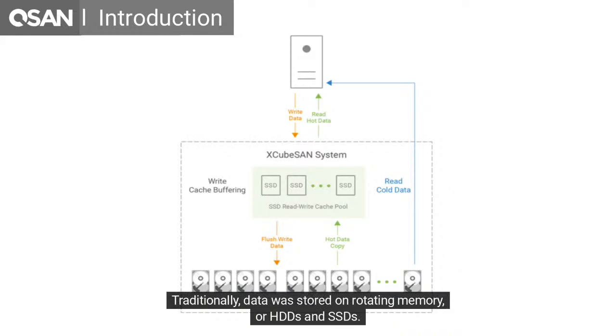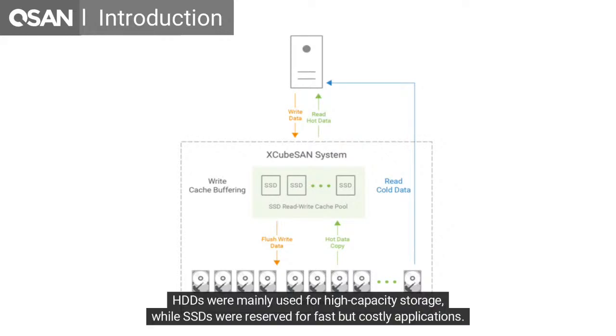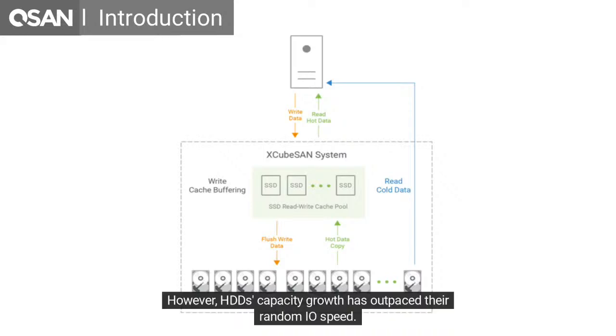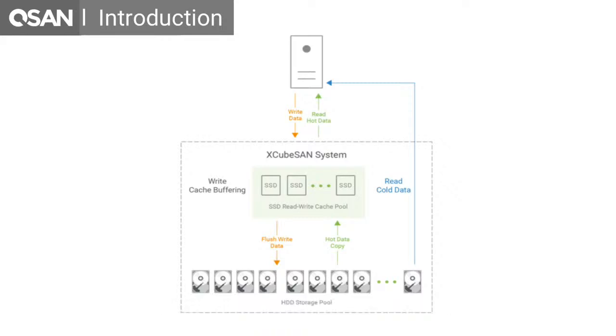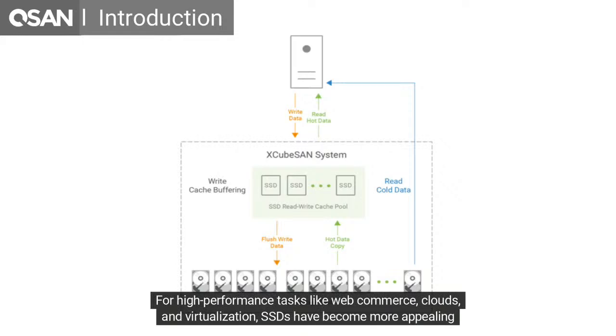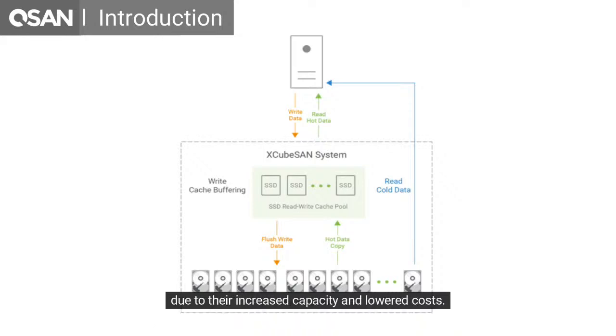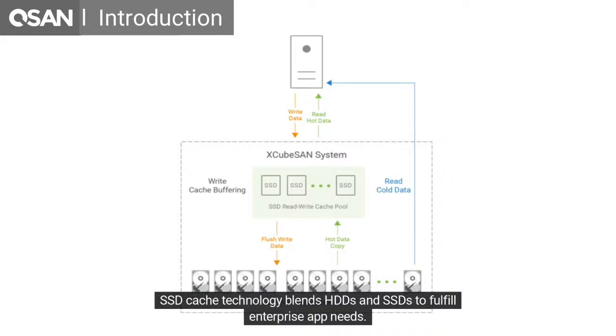Traditionally, data was stored on rotating memory, or HDDs, and SSDs. HDDs were mainly used for high-capacity storage, while SSDs were reserved for fast but costly applications. However, HDDs' capacity growth has outpaced their random I/O speed. For high-performance tasks like web commerce, clouds, and virtualization, SSDs have become more appealing due to their increased capacity and lower costs. SSD cache technology blends HDDs and SSDs to fulfill enterprise app needs.